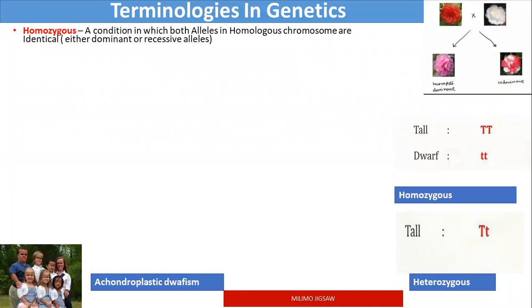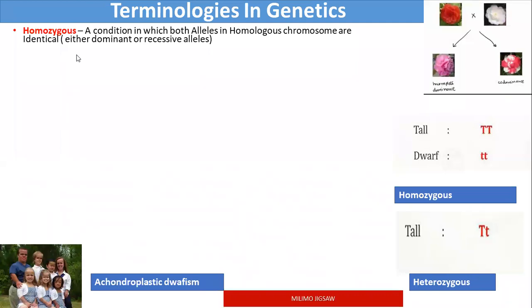So homozygous is a condition in which both alleles in the homologous chromosomes are identical. Alleles can be either dominant or recessive. In the case of dominant homozygous, we are going to have both capital letters. In the case of height, we have capital T, capital T, or in the case of recessive alleles, we have small letters t, small t. So that's a homozygous.